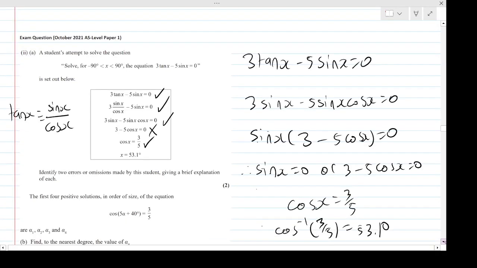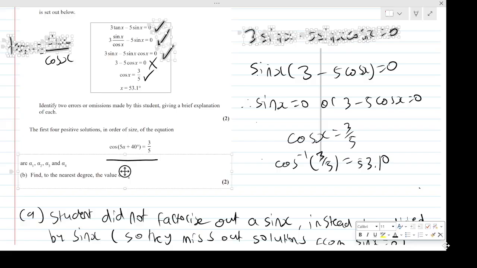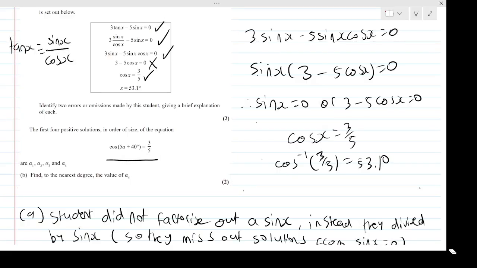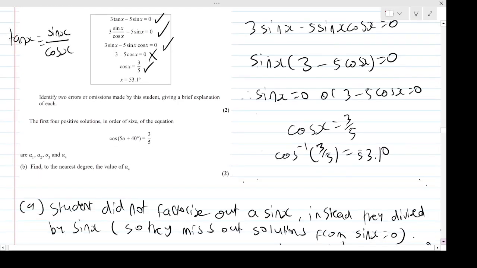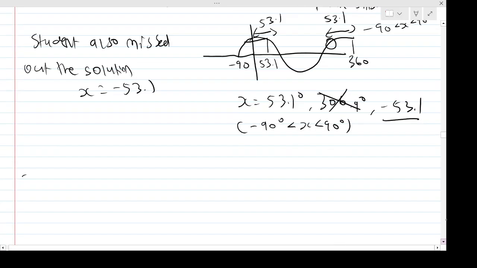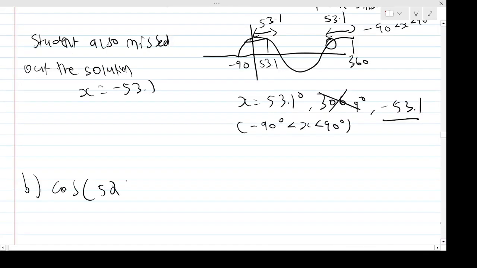Okay, cool. Right, okay, then they said the first four positive solutions in order of size of the equation cos(5 alpha plus 40) is 3/5 are alpha 1, alpha 2, alpha 3, and alpha 4. Find to the nearest degree the value of alpha 4. Right. So basically, these are like the first four positive solutions to this, right? That's what that's saying. If we just rewrite that equation down here, then cos of 5 alpha plus 40 is 3/5.